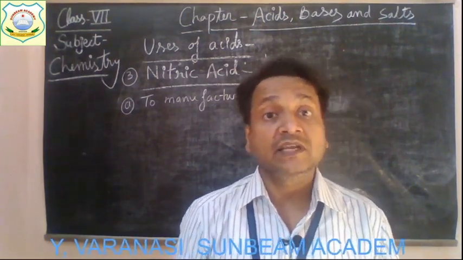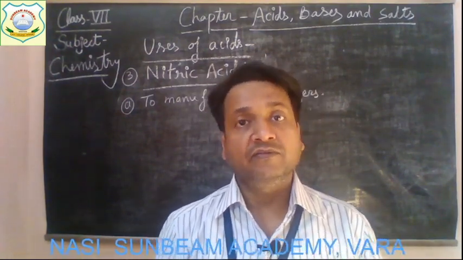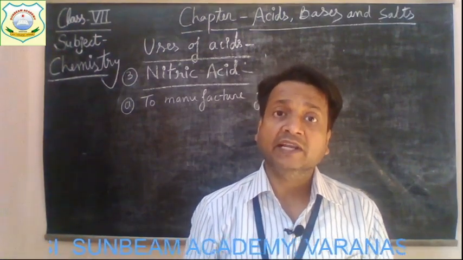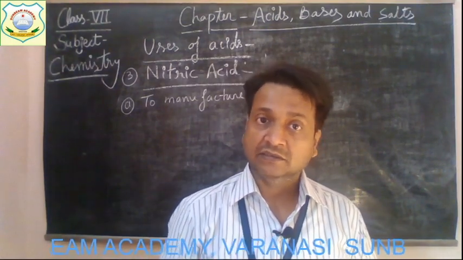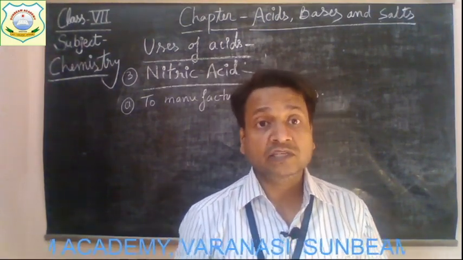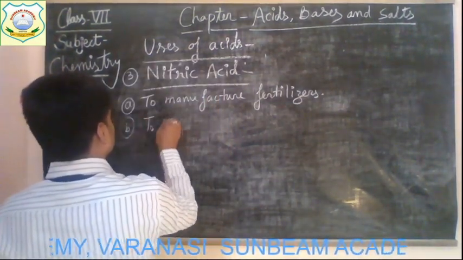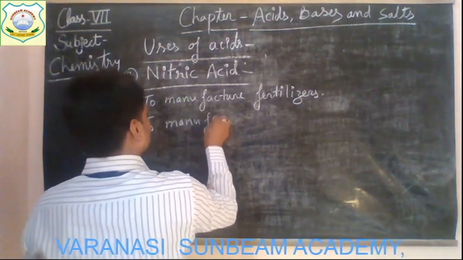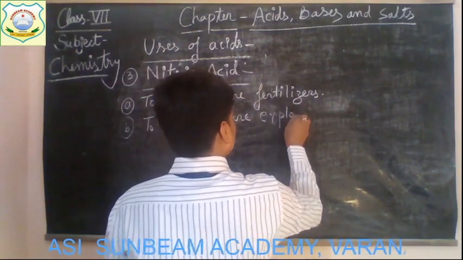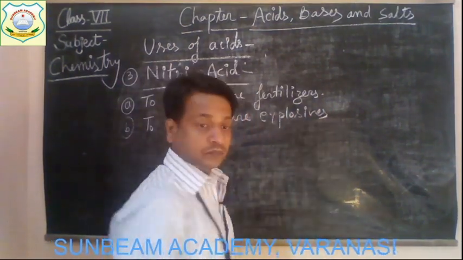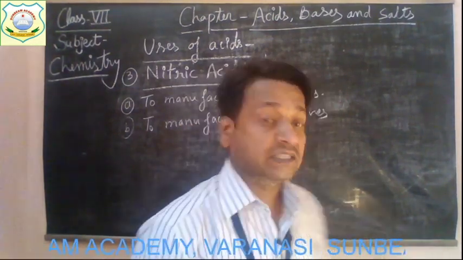As we have discussed, sulfuric acid is also used to manufacture certain kinds of fertilizers. Just like that, in some kinds of fertilizers, nitric acid is also used, like ammonium nitrate. Now the second use is to manufacture explosives, like TNT.